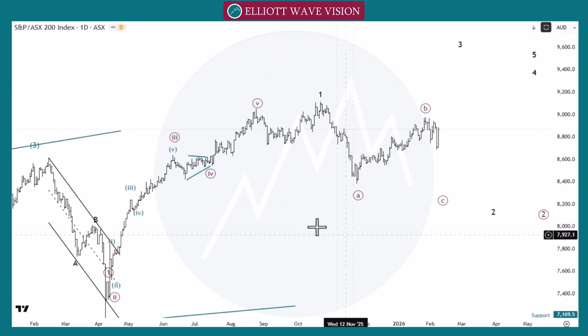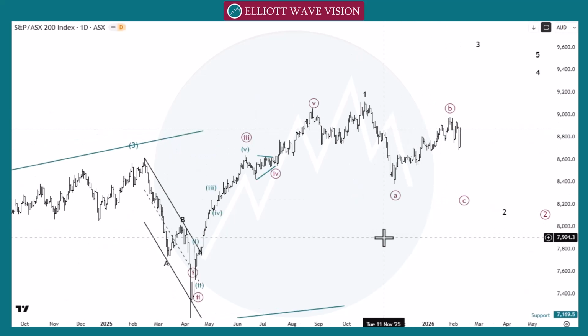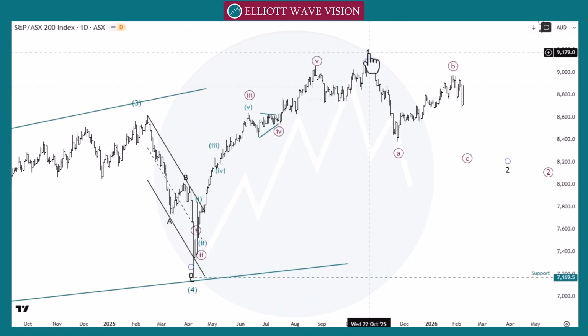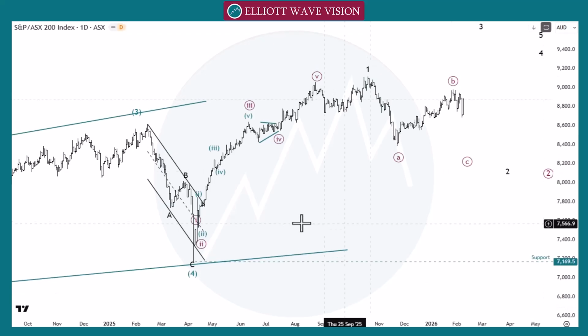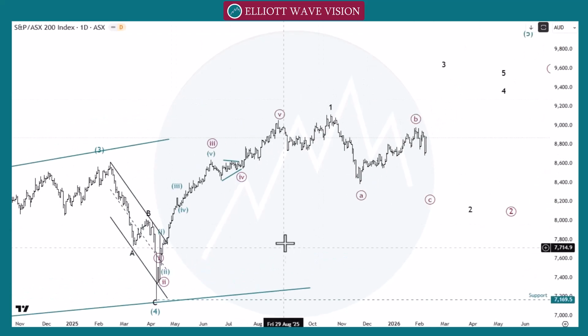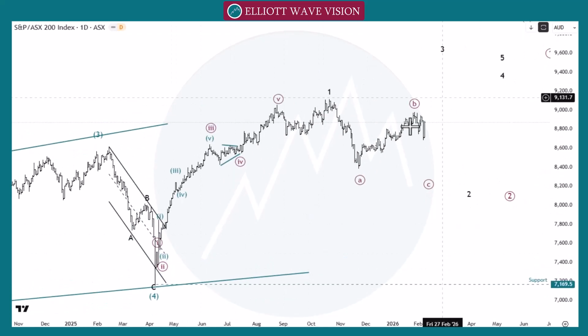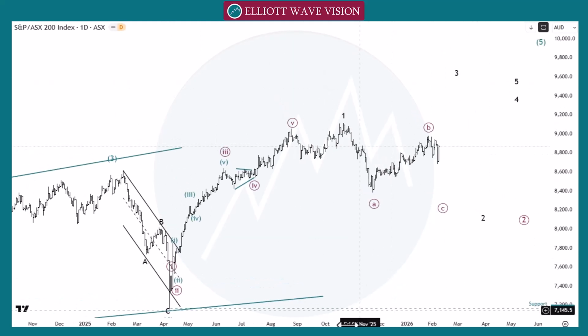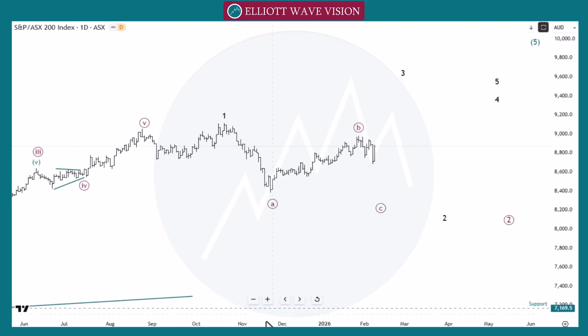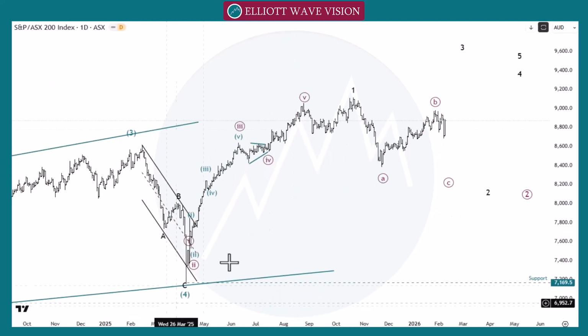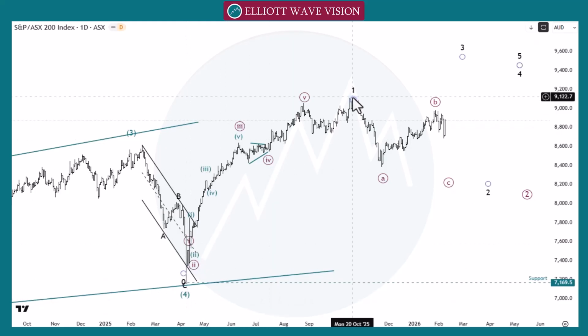So we are looking for the correction as a wave A, B and C. Market give us this move as a black wave 1. We can count the structure in different ways as a leading diagonal or as a wave 1 and wave 2. But as of now, this structure looks more like the clear impulsive move after this green wave 4 as a 1, 2, 3, 4 and 5.